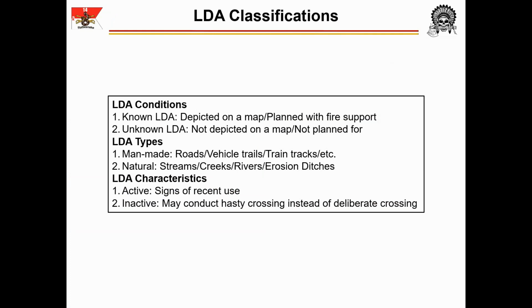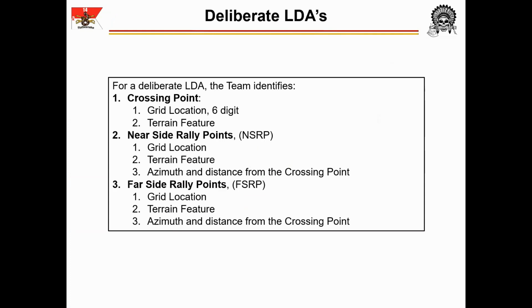LDAs can also be characterized by activity, as either active or inactive. Active LDAs have signs of recent use, such as tire tracks, trash, or footprints. Inactive LDAs do not display signs of recent use and can be crossed using a hasty LDA technique instead of a deliberate LDA technique. If dealing with a known LDA, the team plans for the crossing by designating three locations.